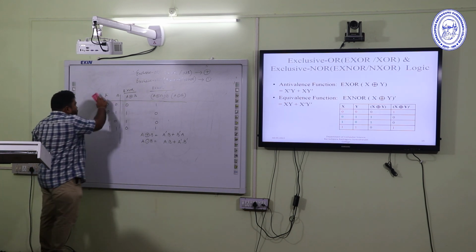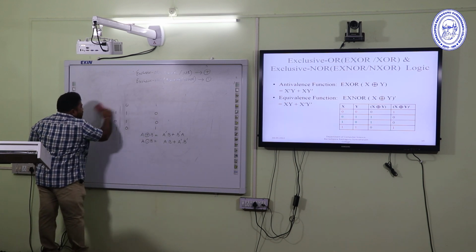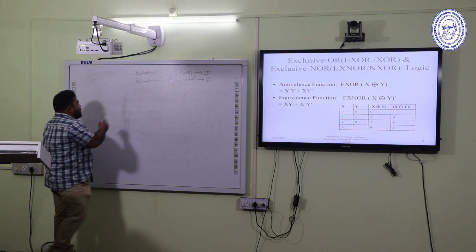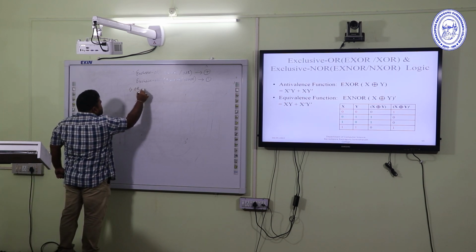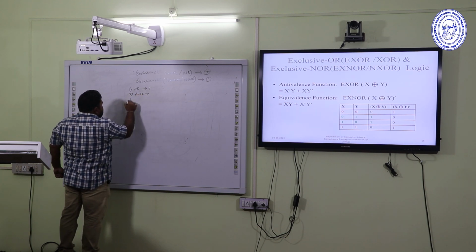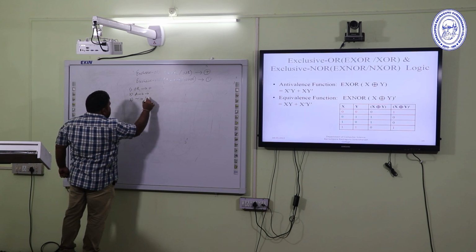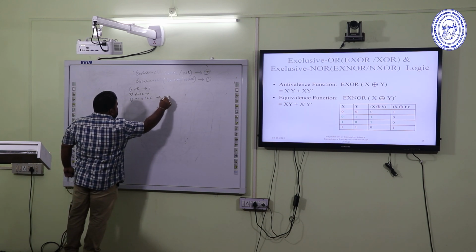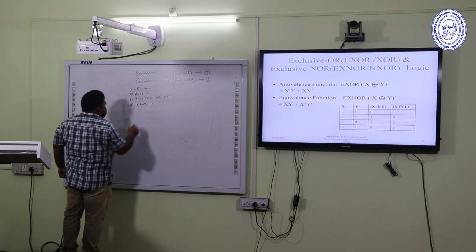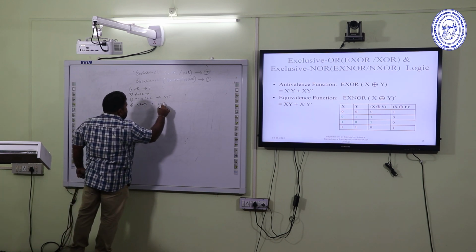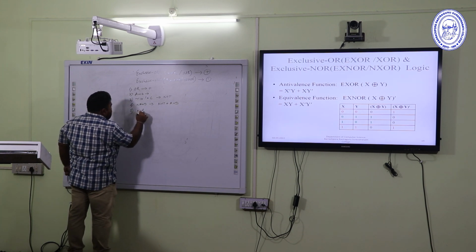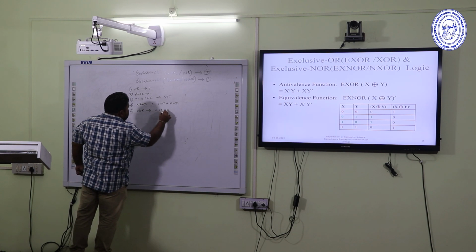So till now we have taught the following functions. Number 1, that is OR, plus. Number 2, that is AND, or dot. Number 3, that is complement, or prime, or NOT. Number 4, that is NAND, that is NOT plus AND. Number 5, that is NOR, that is NOT plus OR.